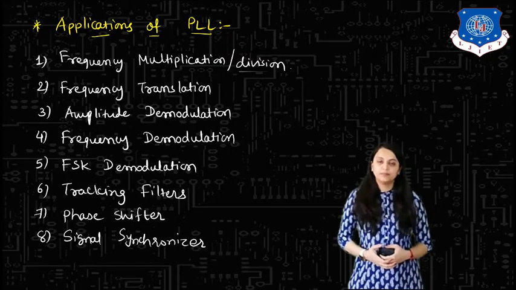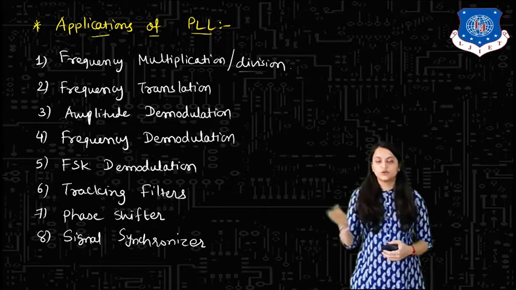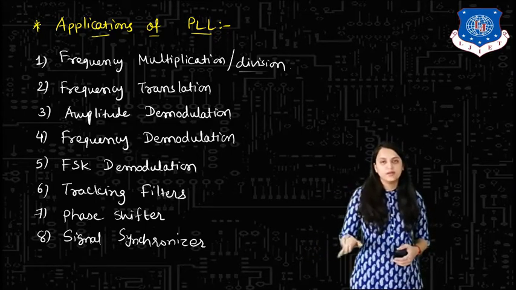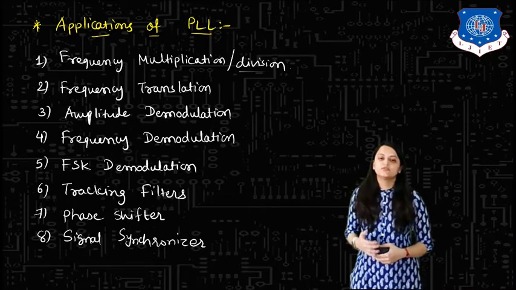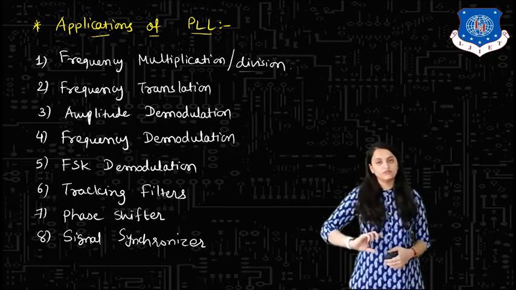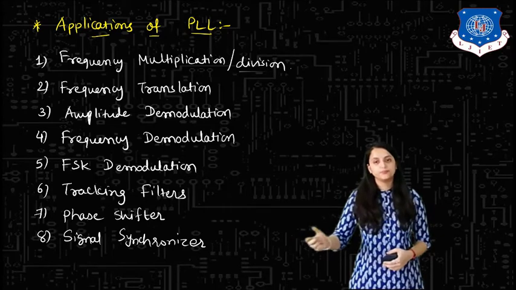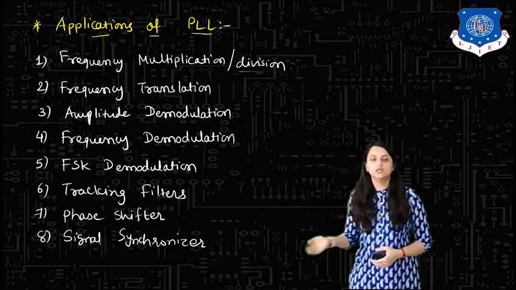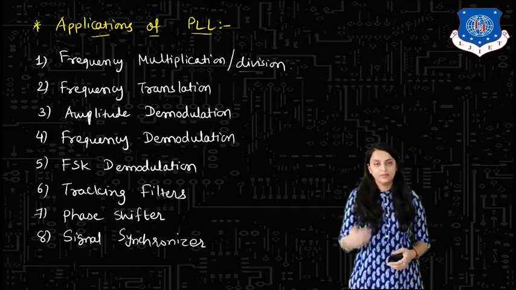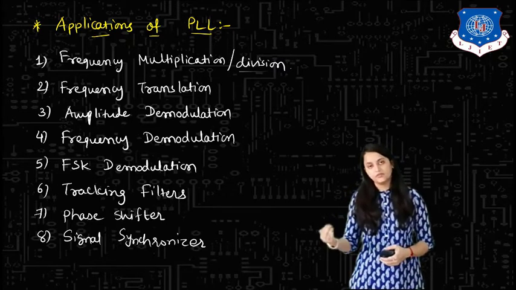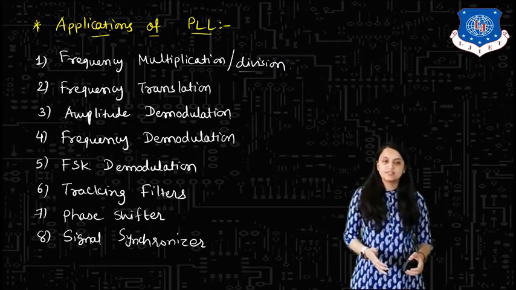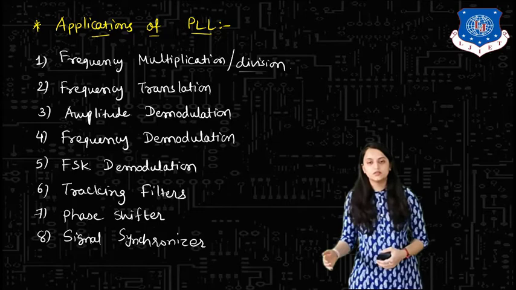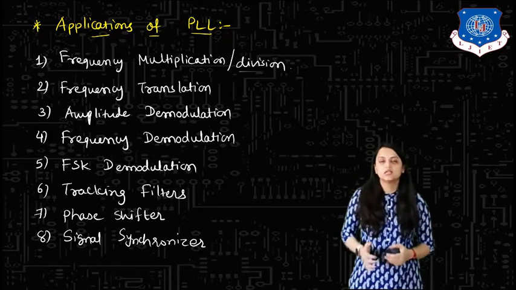So I repeat the applications of PLL: frequency multiplication or division, that means twice of FM, 4 times FM, or f by 2, f by 4 likewise. Second is frequency translation, that means conversion from one frequency to another frequency. Amplitude demodulation, that means whatever the amplitude modulation is done, to demodulate that, PLL can be used. Same way for the frequency demodulation. FSK, that is frequency shift keying demodulation, tracking filters, phase shifters and signal synchronizers.